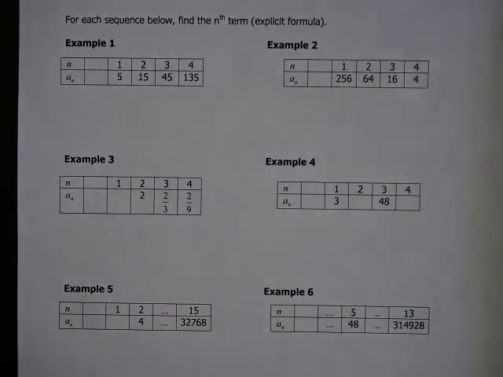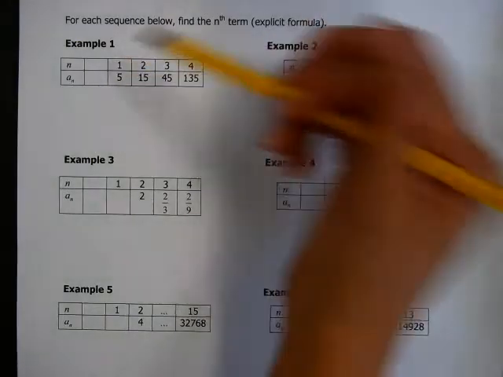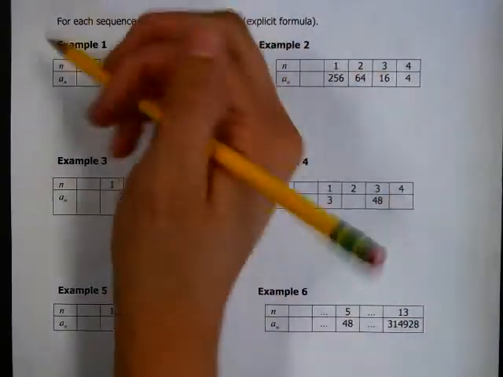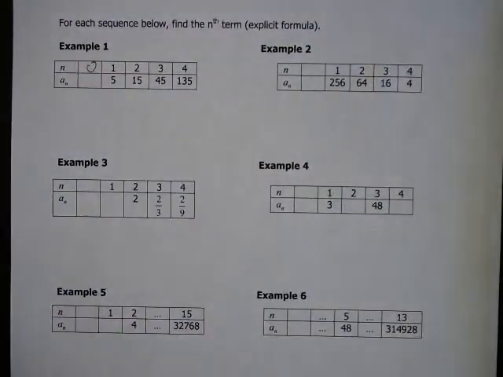Here are 6 sequences. Every sequence on this page is geometric. Push pause and work through these. See if you could find the formula for each sequence. Okay, now at the beginning of each table, I have a box. That would be for the 0 term. So if you could find those, that's great.